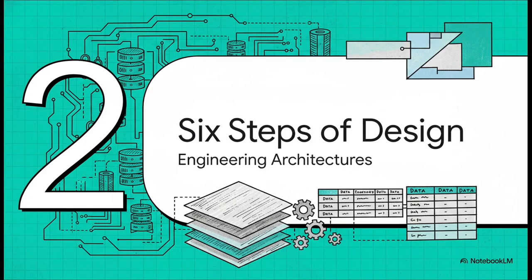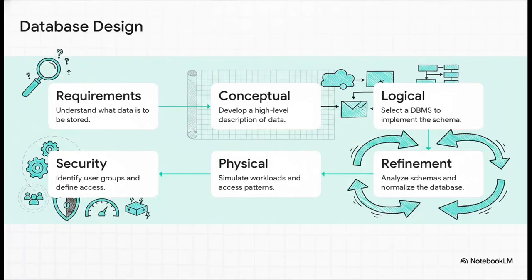Moving on to Section 2, the 6 steps of database design. So walk through this strict 6-step blueprint with me. Steps 1 through 3, requirements analysis, conceptual design, and logical design, are where we gather intel from our users and draft high-level descriptions of the data. Now the real magic happens in the second half. Steps 4, 5, and 6 are where we refine our schemas, simulate actual workloads to hunt down physical weaknesses, and finally, lock down our security design by defining user roles. We aren't just slapping tables together here, we are engineering architectures.